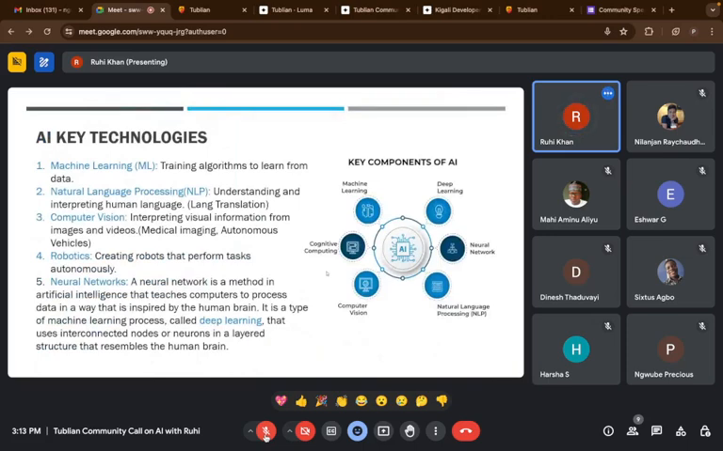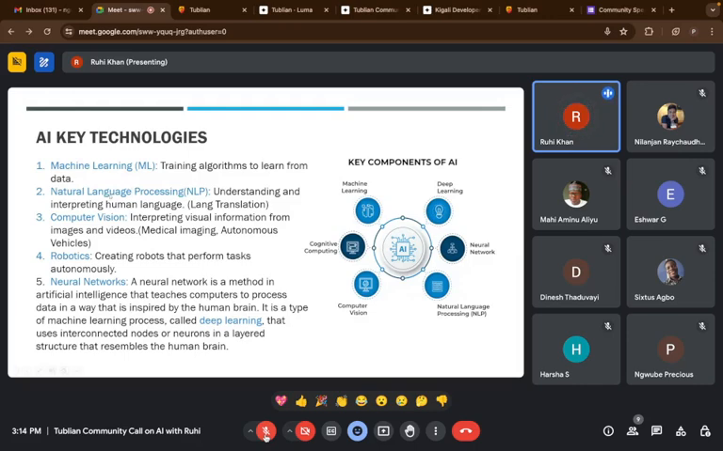Next is what are the AI key technologies. The key technologies are machine learning, deep learning, neural networks, natural language processing, computer vision, and cognitive computing. Yes, so we'll be seeing these points. Machine learning is training algorithms to learn from data. So basically, there is data present, and from the data, the AI is going to make a program, make an algorithm according to the data.